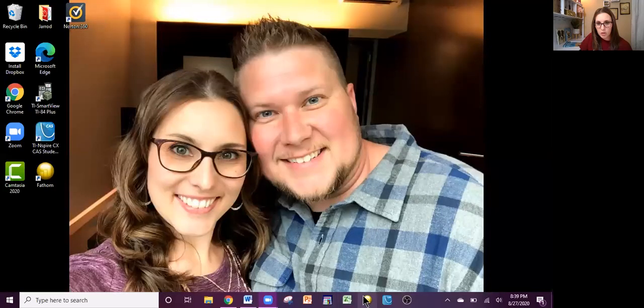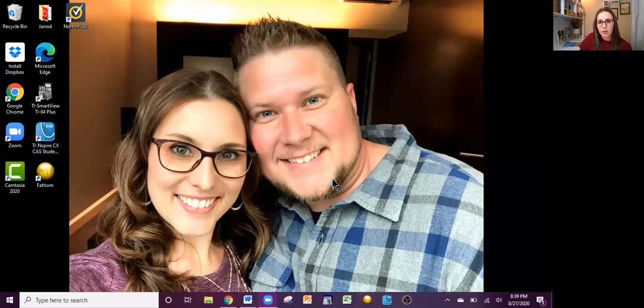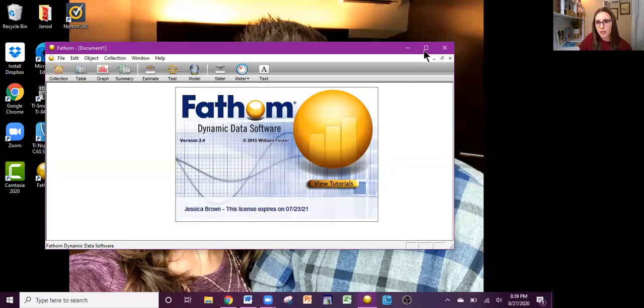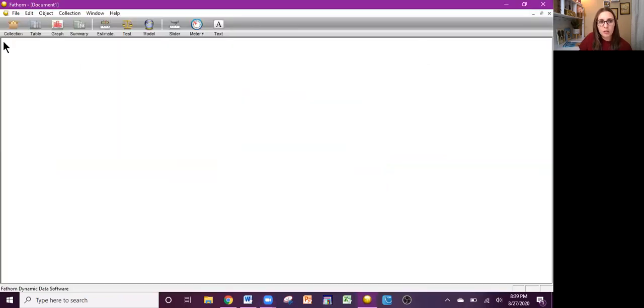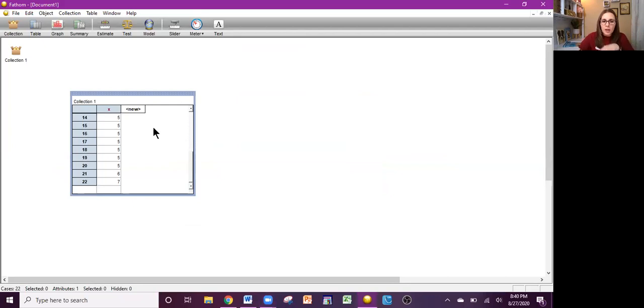I'm going to share my screen. I'm going to show you Fathom because it's so wonderful. When you open it, it'll say, this version of Fathom expires on whatever. I bought a year back in July. And literally, you pull down, I'm dragging it down, a table. You put in your variable. I'm just going to put in some random numbers, just making something up. And so I have my data.